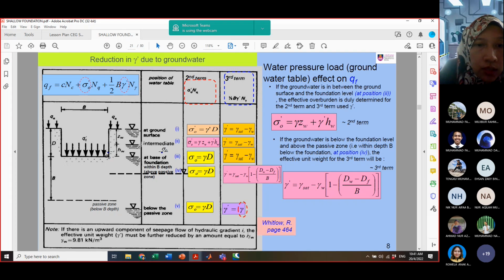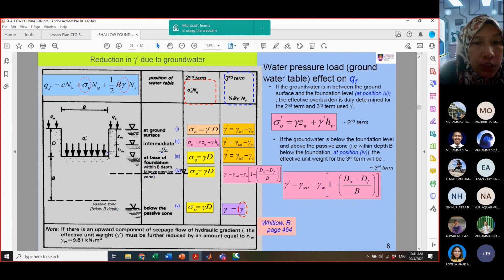So what is noticeable is that you have to take gamma bulk for the part above the water table times ZW, plus the effective unit weight below the ground water table times HW. So I hope that you can see the changes between the first case and the second case.